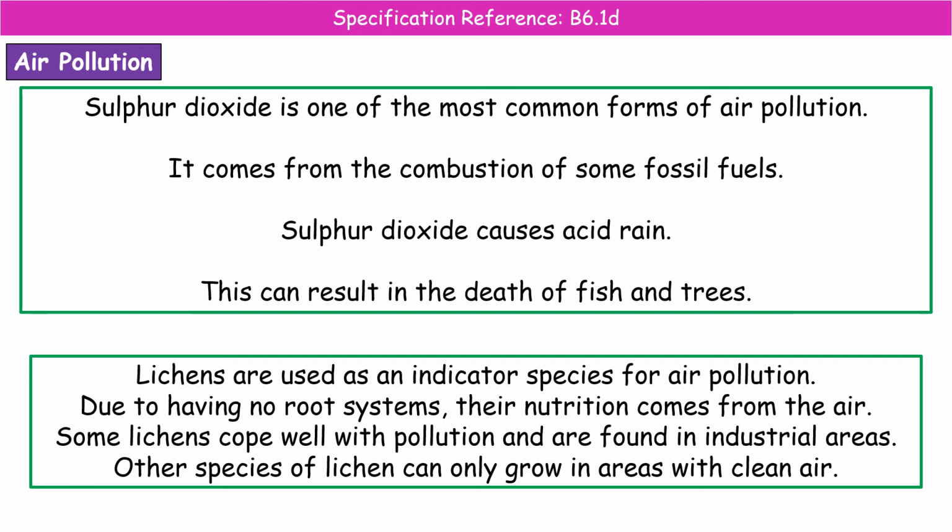Something you need to know then, air pollution. Biggest problem that we have is really sulfur dioxide here that comes from the burning of fossil fuels. Leads to acid rain, which can obviously result in the death of trees, fish, etc. One of the best indicator species for air pollution is stuff called lichen. Because they don't have a root system, all the nutrition that they get comes from the air. So based on what lichens are present, we know the quality of the air in that place.